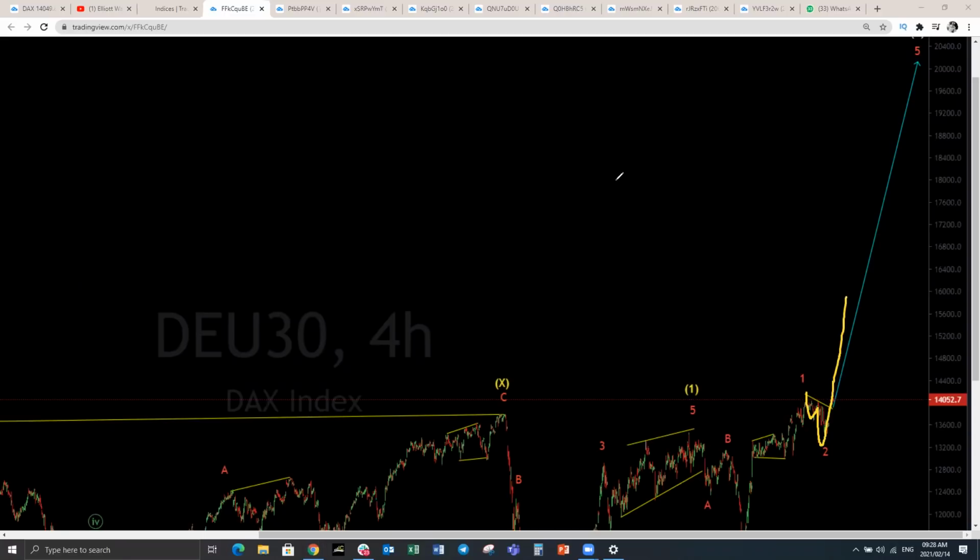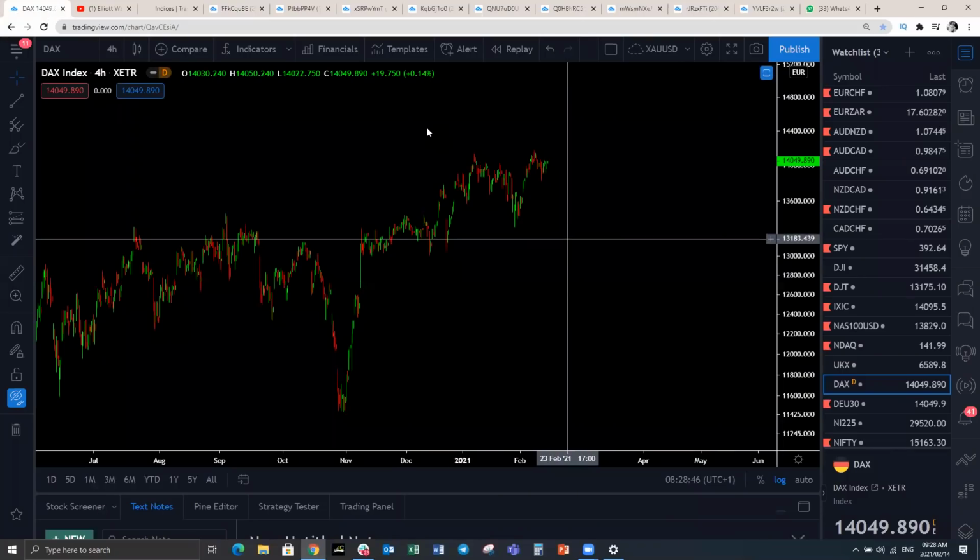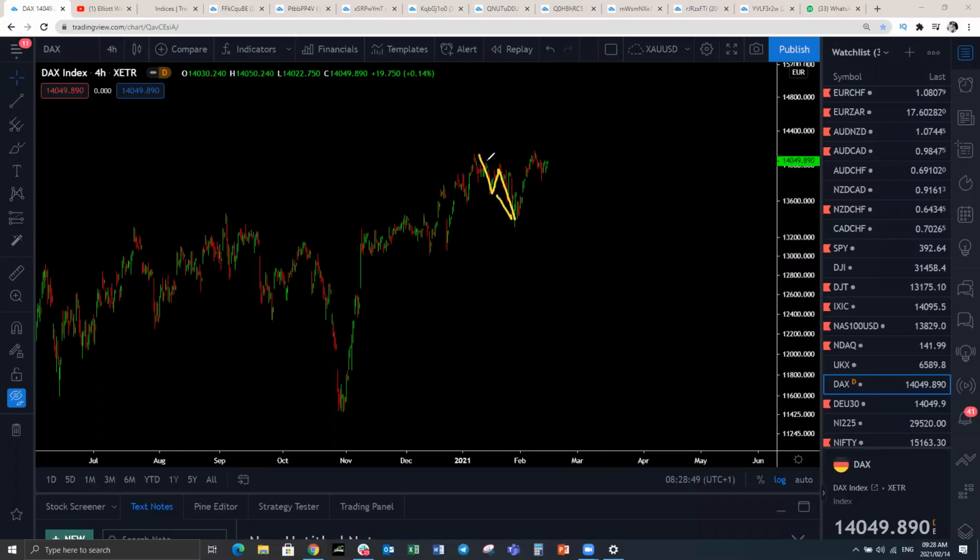Where are we now currently with the DAX? Let's have a look. We've already broken that structure as expected. Now we are making another corrective structure. Indicator is supporting a move to the upside. So watch out for continuation to the upside on the DAX as well.